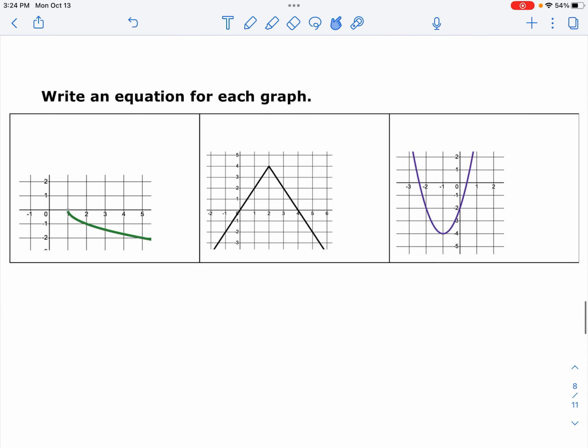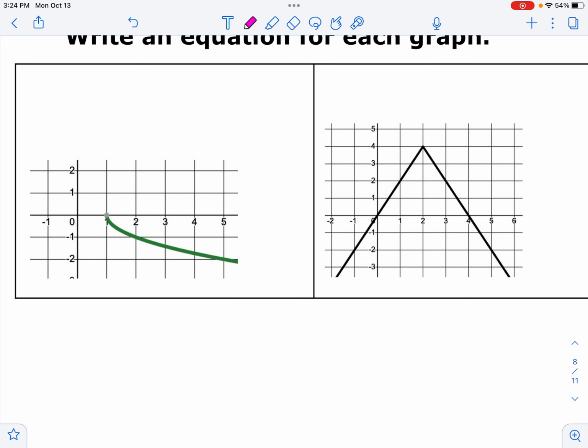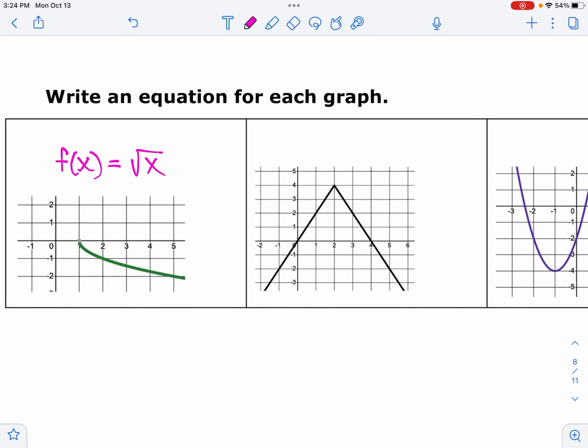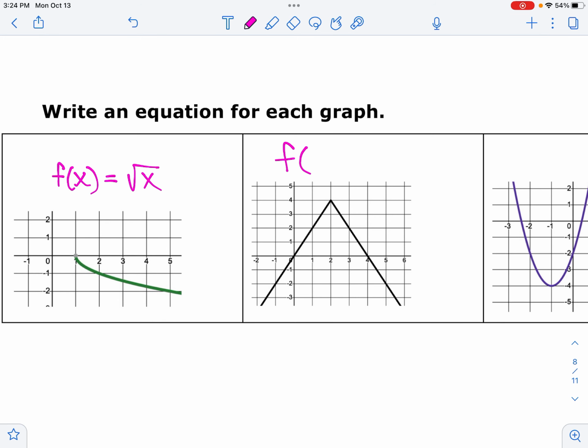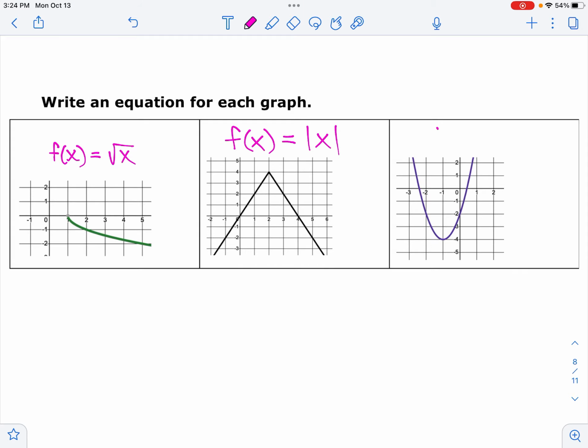Okay, write an equation for each graph. So the first thing that I like to do is just identify the parent function. So this first one is that function, which is the square root function. This is the absolute value parent function. And this is a quadratic, so that's what we're starting with for each of these 3. So let's start here.